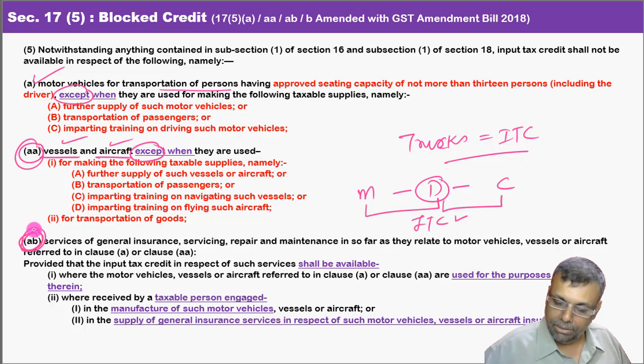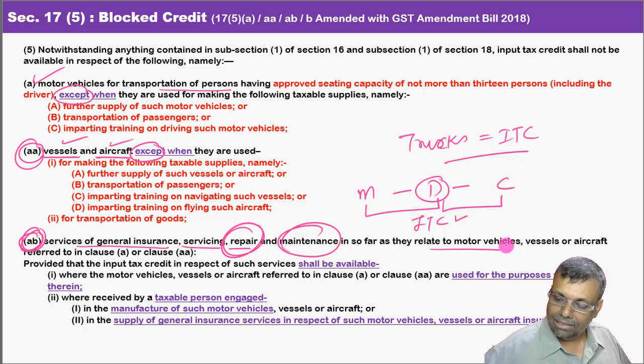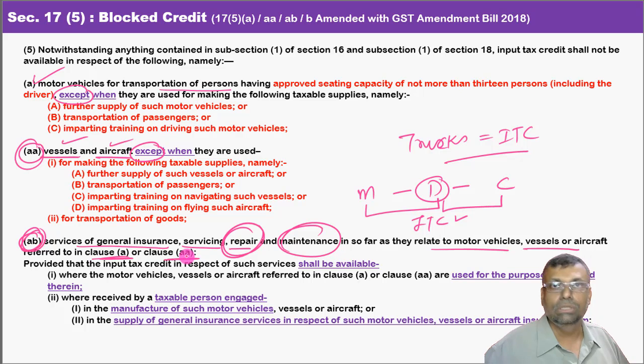Now this clause AB is pretty important, which says that services of general insurance, servicing, repair and maintenance, repairs and maintenance. So this particular situation under clause AB is with respect to your input tax on repairs, maintenance, servicing or general insurance of these particular cars, motor vehicles, vessels or aircraft, as referred to in clause A, clause AA, as the case may be. Okay, so on these items also you are not going to be eligible for the purpose of input tax credit. However, there is an exception.